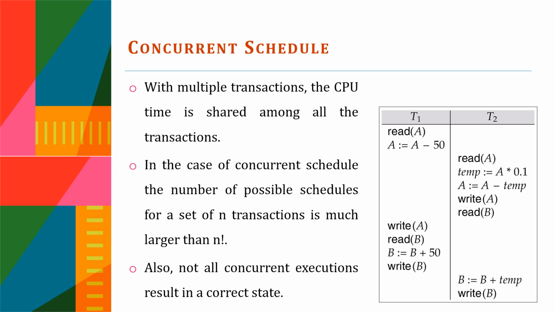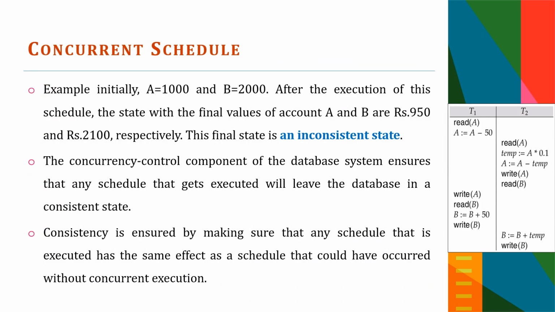In the case of a concurrent schedule, the number of possible schedules for a set of n transactions is much greater than n factorial. Also, not all concurrent executions result in a correct state. For example, initially A is equal to 1000 and B is equal to 2000. After the execution of this schedule, the final values of accounts A and B are rupees 950 and rupees 2100 respectively. And this final state is actually an inconsistent state.